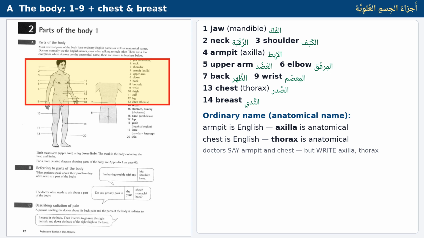Number 13, chest, الصدر. The anatomical name is thorax. And number 14, breast, الثدي. Remember the rule. Doctors say armpit and chest in conversation. But in medical reports, they write the anatomical words, axilla and thorax. Both names, same part of the body.